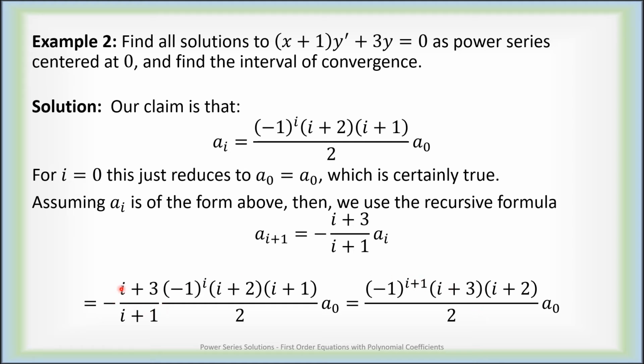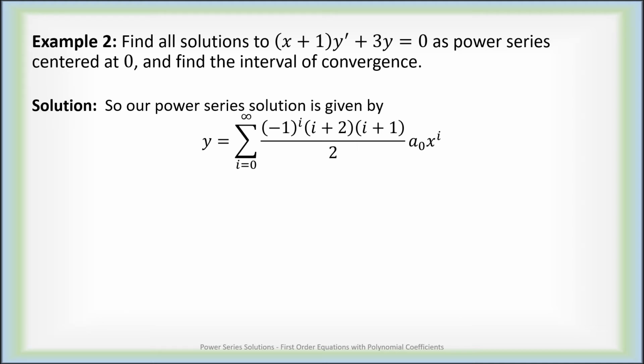We had a negative 1 times negative 1 to the i, so we get negative 1 to the i+1, (i+3)(i+2) over 2. And since we increased the index by 1, we weren't trying to get (i+2)(i+1); we were trying to get (i+3)(i+2), and we did. So we've established that a_i always takes the form negative 1 to the i, (i+2)(i+1) over 2 times a_0. Therefore, our power series y is equal to the sum of a_i times x to the i. So whatever the solution is, it takes this form right here.